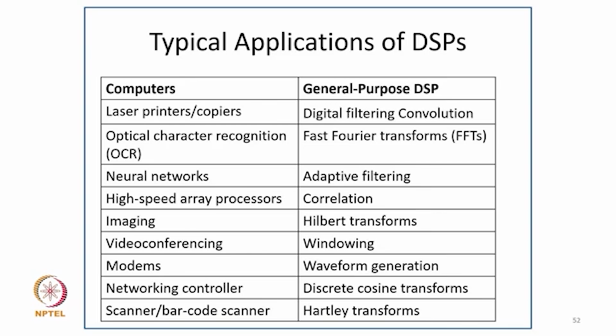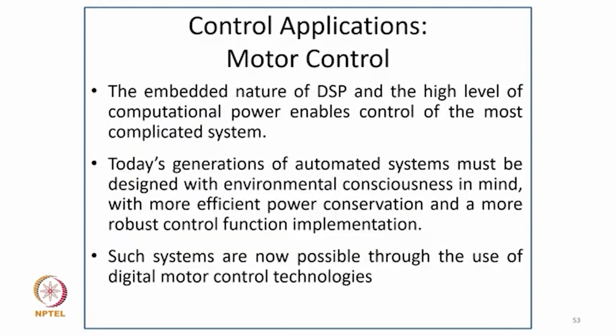Now in computer, like laser printer, copier, optical character recognition, OCR, neural network, high-speed array processors, imaging, video conferencing, modems, network controller, scanner, barcode scanners. And for general purpose DSP, like digital filtering, convolution, fast Fourier transforms, adaptive filtering, correlation, Hilbert transform, windowing, waveform generation, discrete cosine transform, and Hartley transforms.